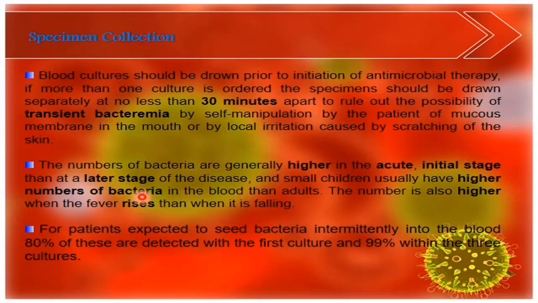So the number of bacteria in the blood of the baby, of the child, is usually higher than that of the adult. This explains why we take a smaller amount of blood from the child when doing blood culture, because of the high number of bacteria in the small amount of blood. The number is also higher when the fever rises than when it is falling.